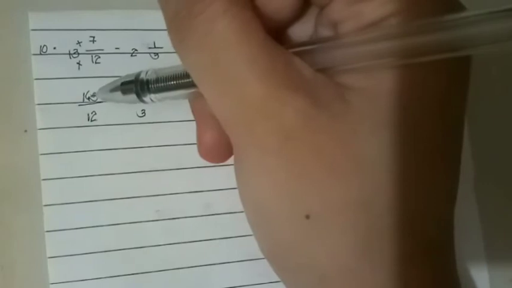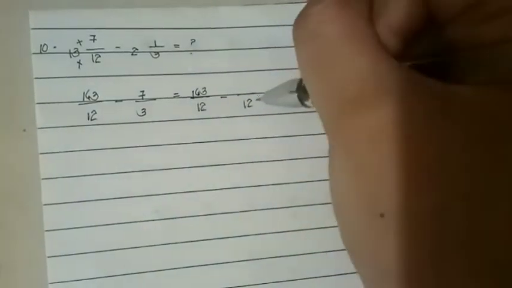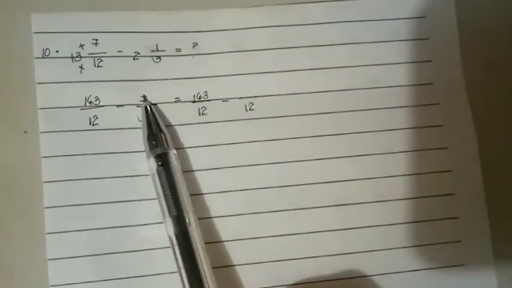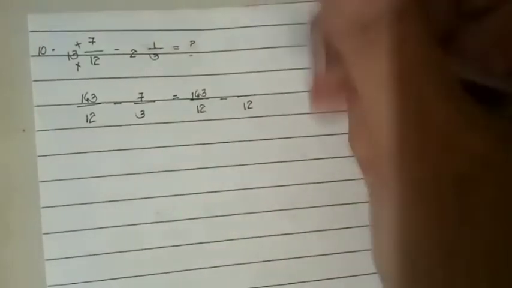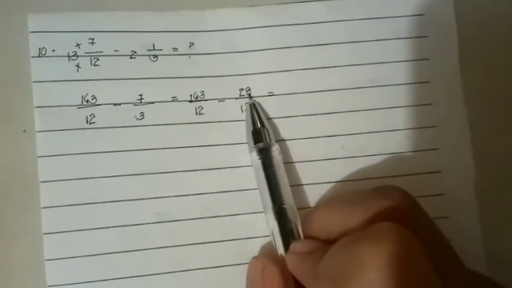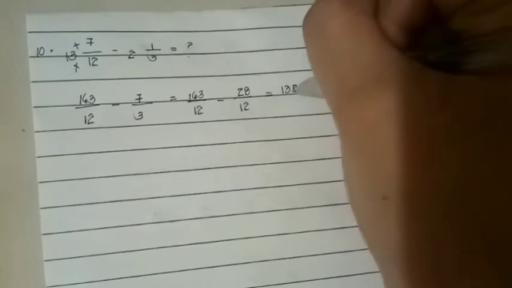12 divided by 12 is equal to 1. 1 times 163 is equal to 163. 12 divided by 3 is equal to 4. 4 times 7 is equal to 28. Let's subtract. 163 minus 28 is equal to 135.